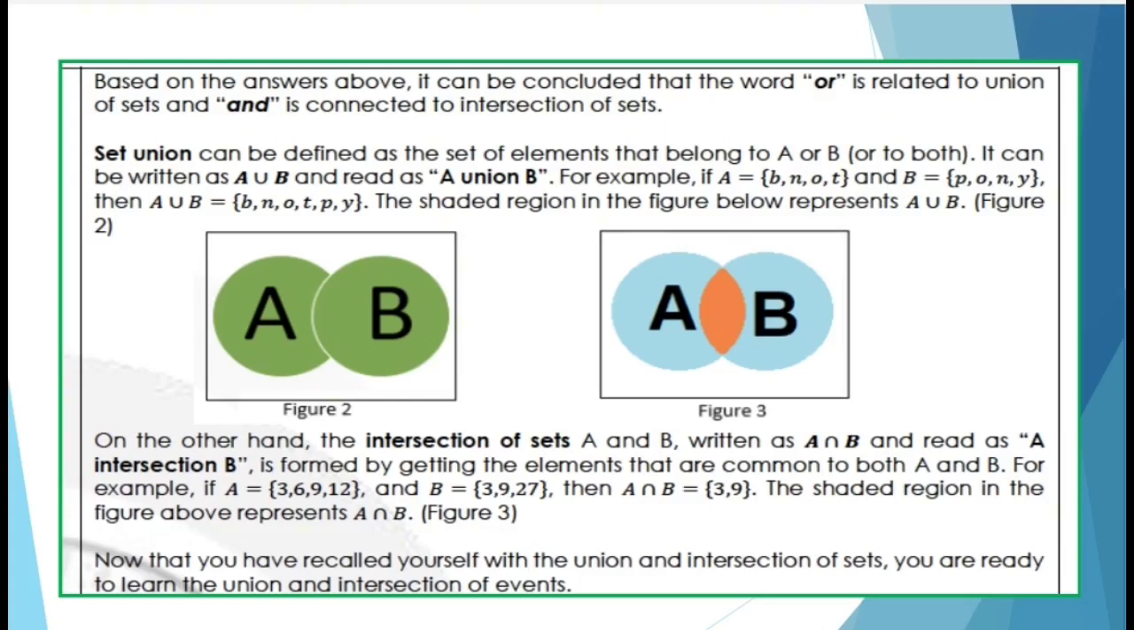On the other hand, the intersection of sets A and B can be written as A ∩ B. It is formed by getting the elements that are common to both A and B. For example, if A = {3, 6, 9, 12} and B = {3, 9, 27}, then A ∩ B = {3, 9}. The shaded region represents A intersection B, which can be seen in figure 3. Now that you have recalled the union and intersection of sets, let's move forward.